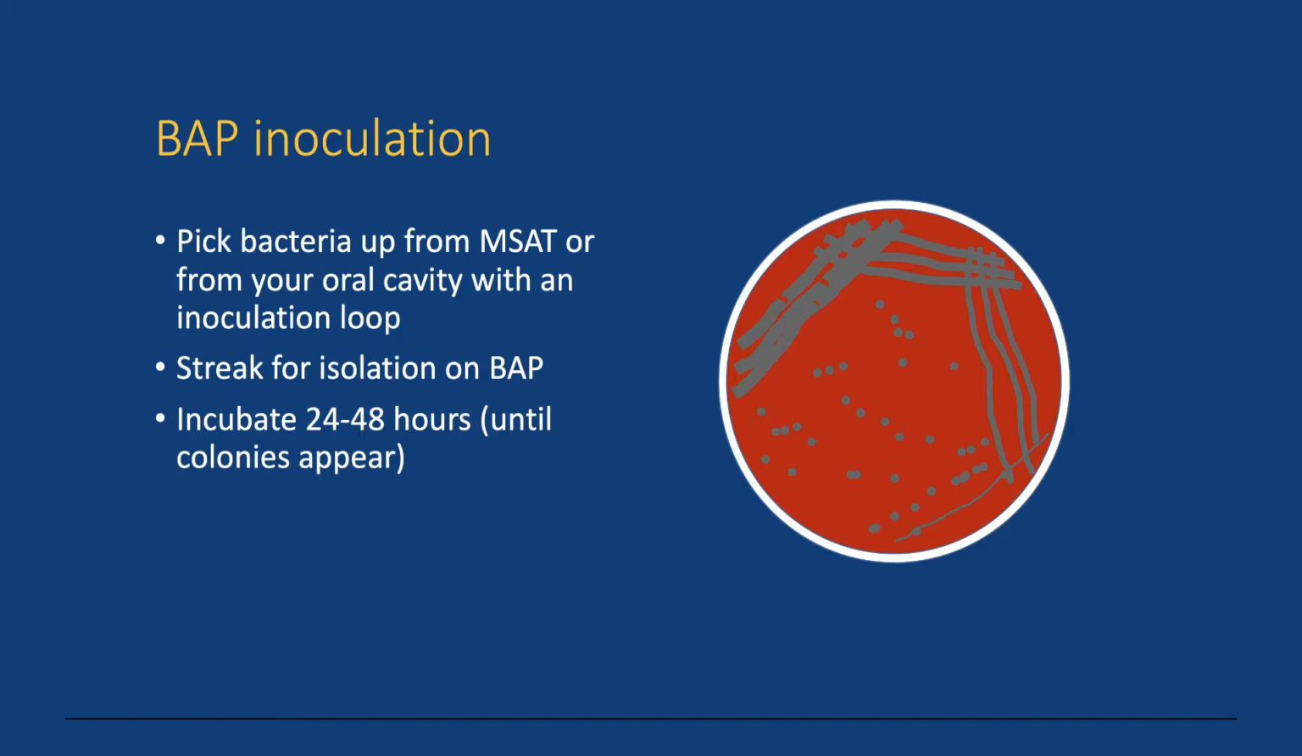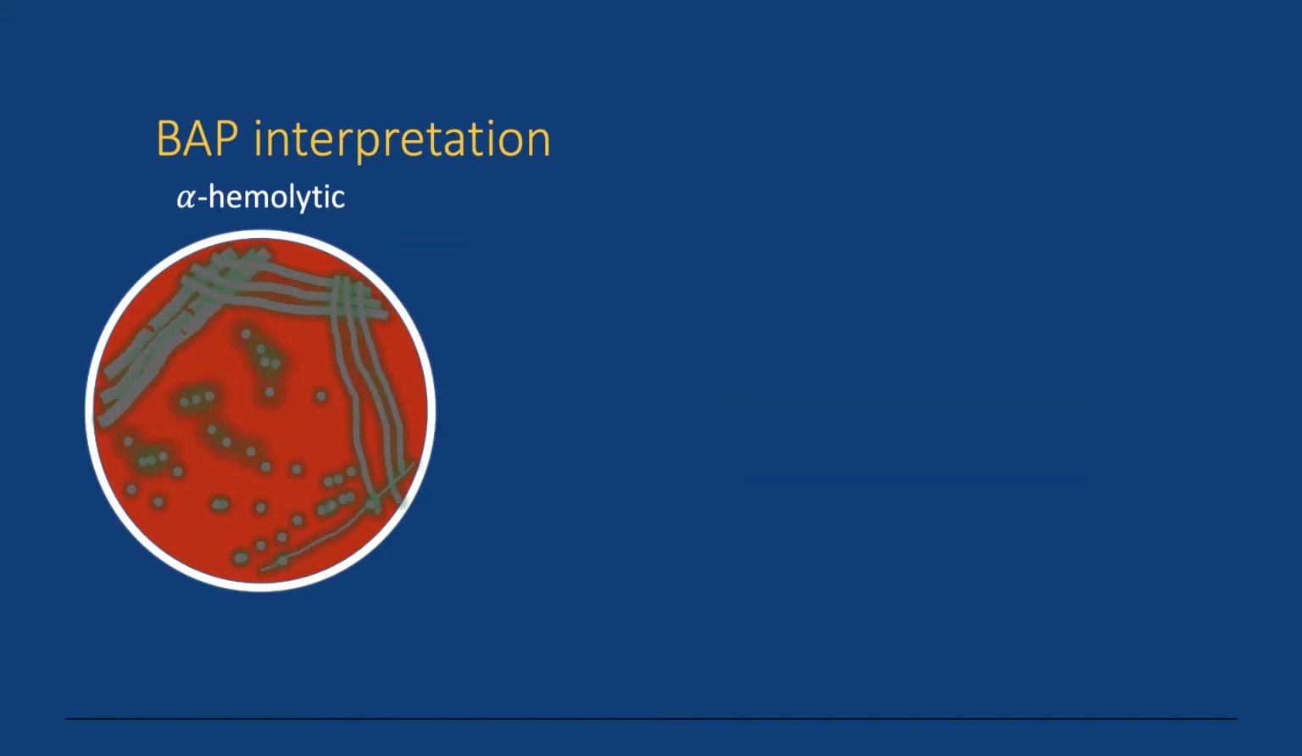Some bacteria have enzymes that allow them to partially break down hemoglobin. The end products of the partial breakdown are green. These enzymes will be secreted from the bacteria into the medium, which causes the medium to turn green around the colonies. These bacteria are called alpha hemolytic, and the process is called alpha hemolysis.